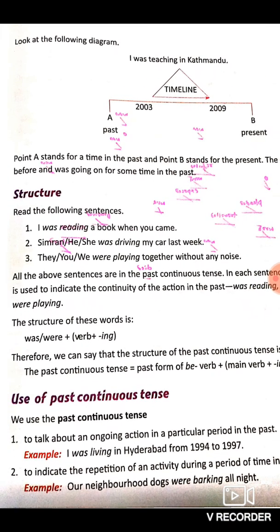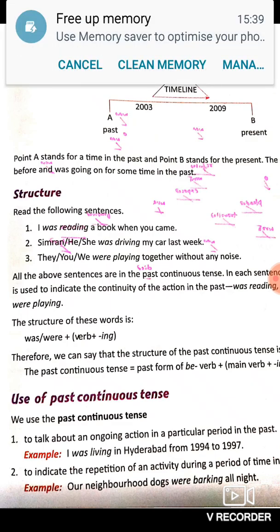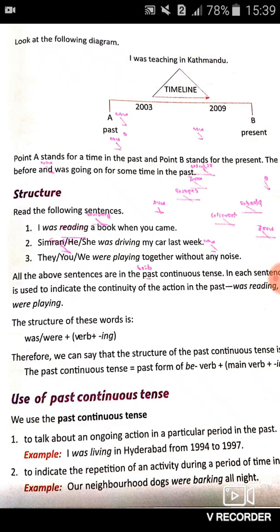Structure now. Read the following sentences. I was reading a book when you came. See, an action which was going on at some time in the past. So I was reading, I is the subject. Then we have the past auxiliary form of the be verb, that is was. Then we have verb plus ing being used, and then the object or whatever complement we use.